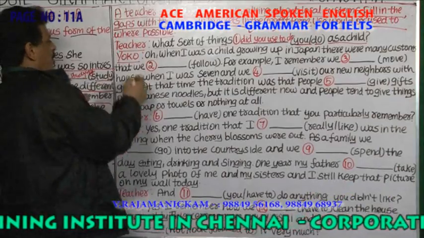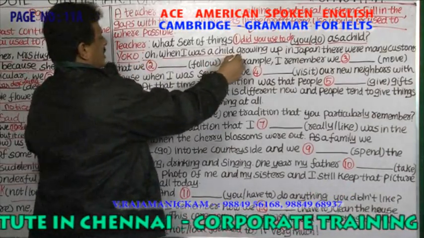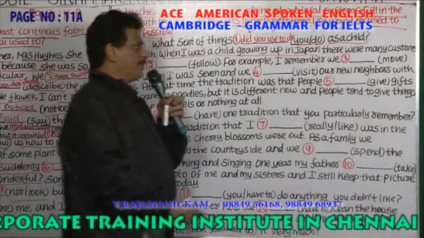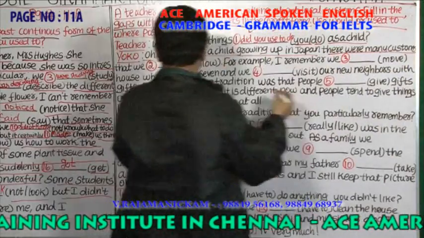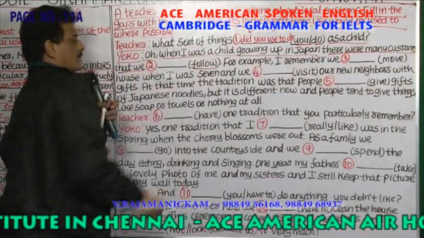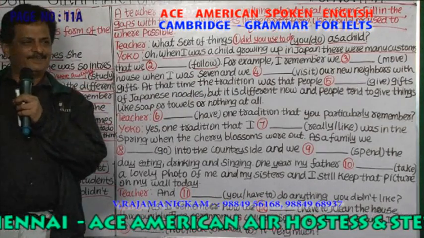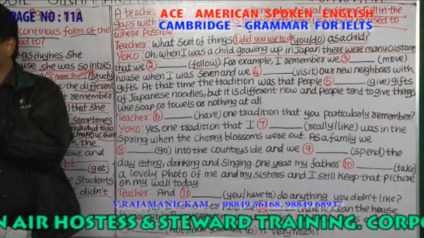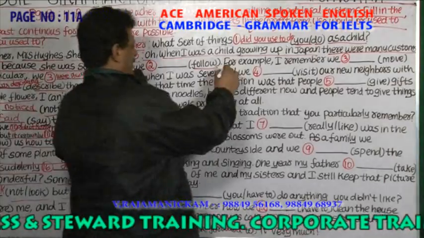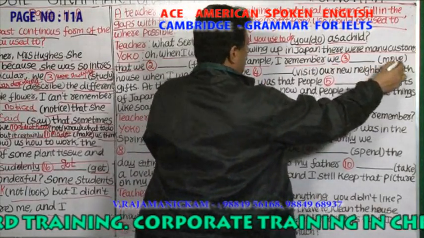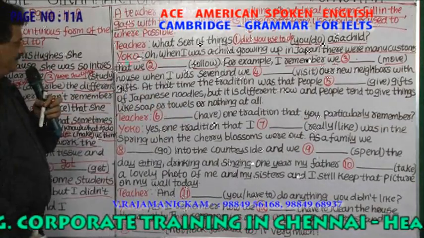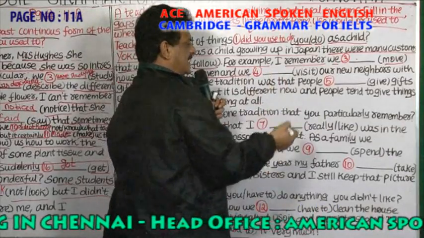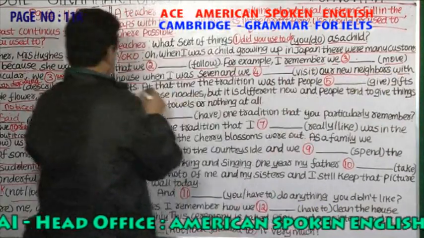Now Yoko, the boy, says, oh, when I was a child growing up in Japan, there were many customs that we used to follow. When I was a child, many customs I used to follow. You have to fill it. For example, I remember we moved or used to move house when I was 7, and we visited or used to visit our new neighbors with gifts.